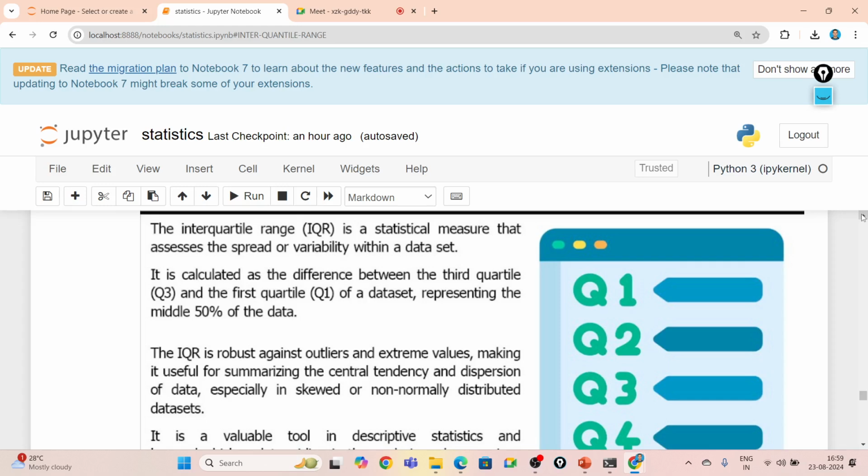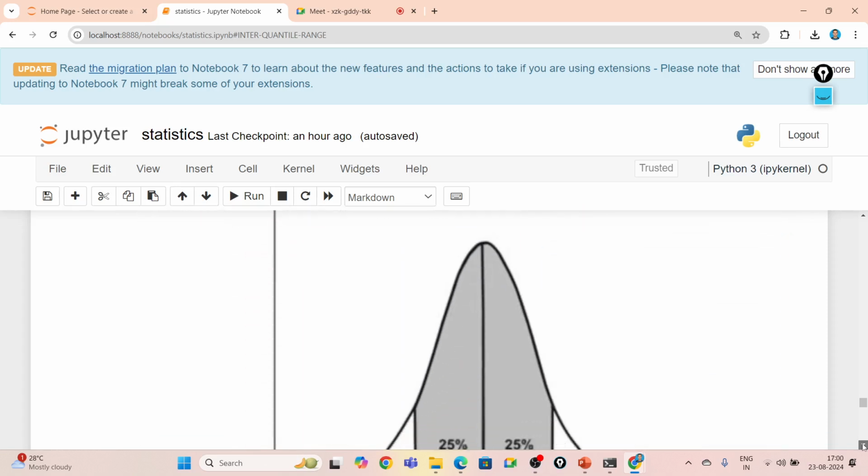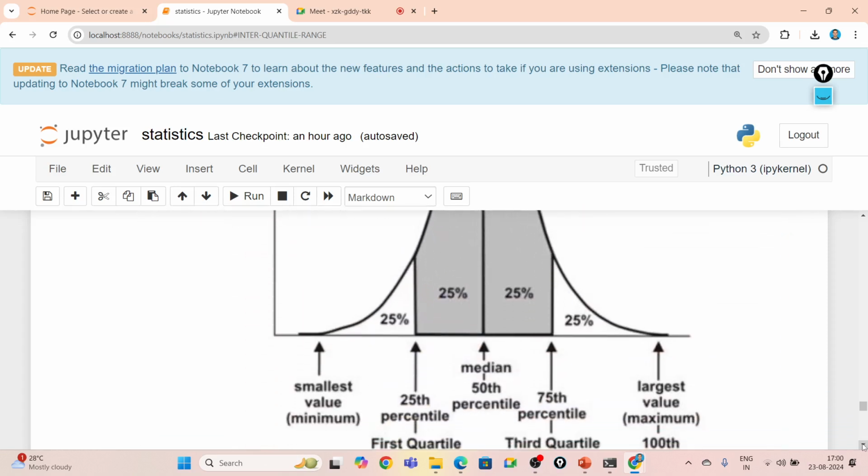With respect to Q1 and Q2 you will have 25% towards the left hand side, and with respect to Q2 or median you have 25% to the right hand side. So that 50% data is called the interquartile range. You have a total of 4 quartiles. Q1 considers 25% data from 0. Q2 considers 50% data from 0. Q3 considers 75% data from 0, and Q4 considers 100% data from 0. In this way we have the diagram. Is this diagram clear?